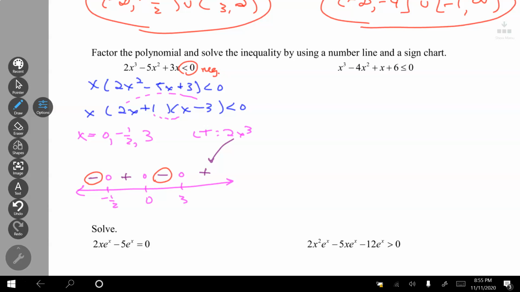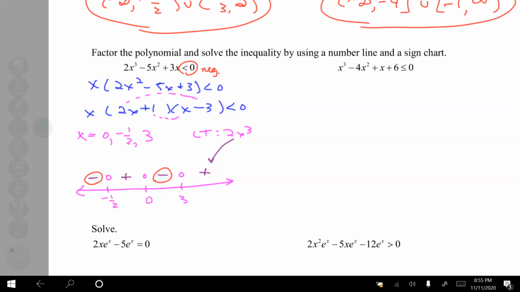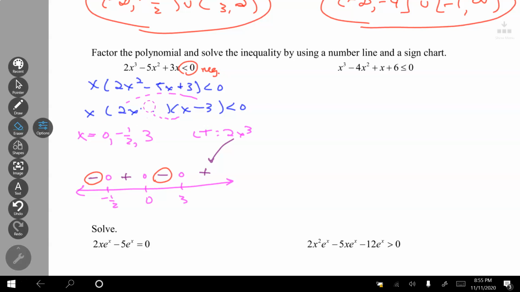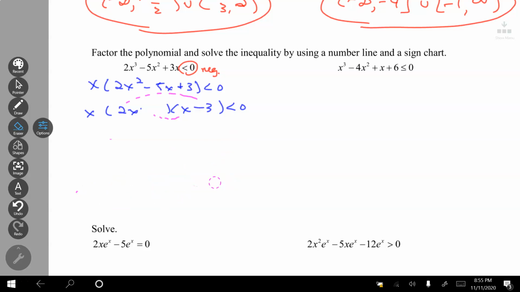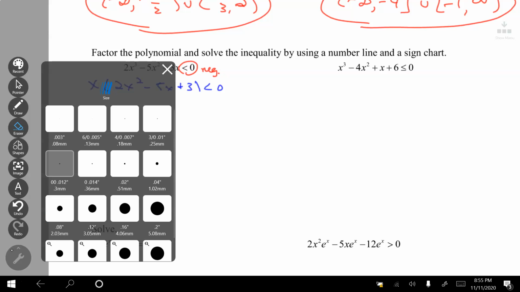Ooh, did I factor this wrong? I did factor this wrong. Wow, I'm not paying attention. This is bad factoring. I'm going to have to start all over again. Oh well, that's what happens. I'm not redoing videos. I want a positive 3. I did a negative 3. That's not right. Okay.